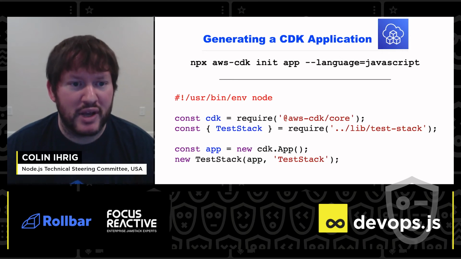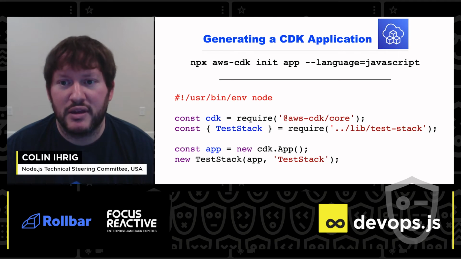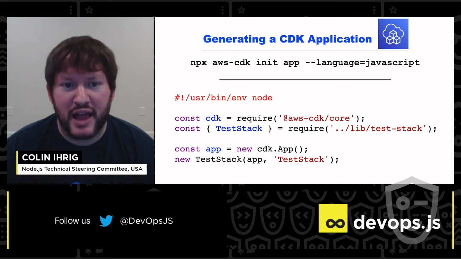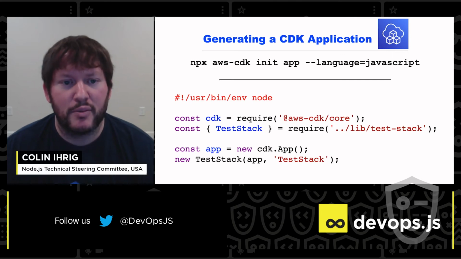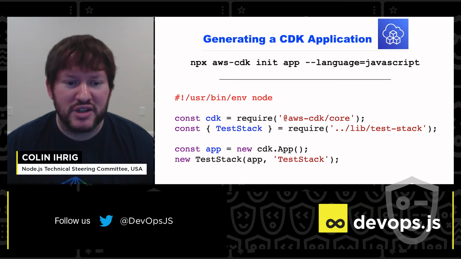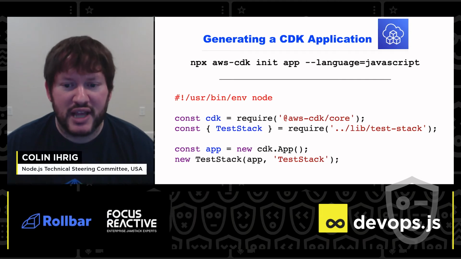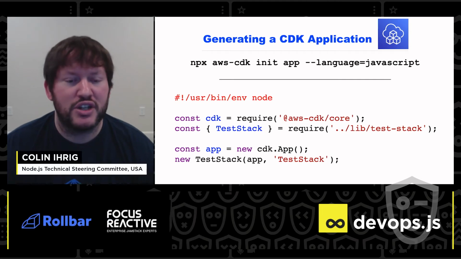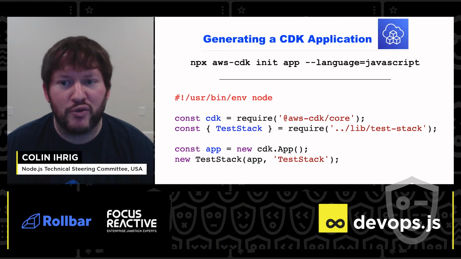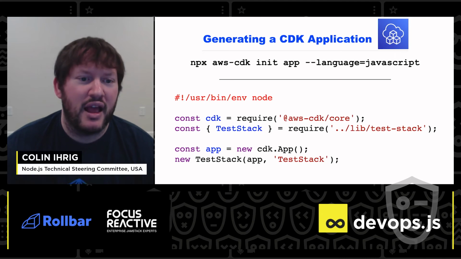npx aws-cdk, that is the name of the module. init app, and then we're passing the language. We want to use JavaScript here, but you can pass in any of the other supported languages. And so this will create a full application skeleton for you. One note is that you have to run this from inside of an empty directory so that it doesn't accidentally overwrite anything that might exist.